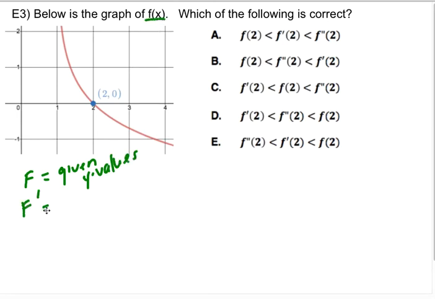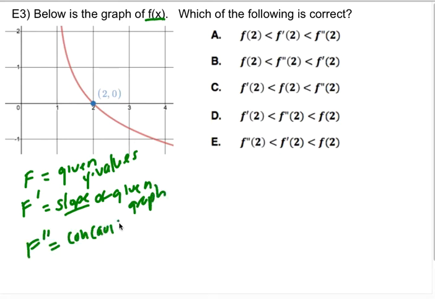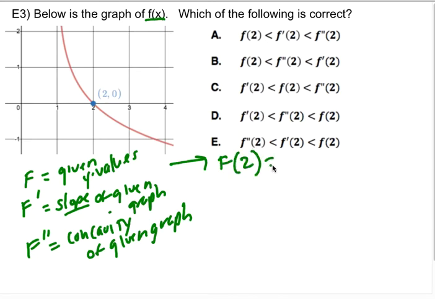F prime is going to be the slope of the given graph, right? And f double prime is going to be the concavity of the given graph. So you're not expected to find a numerical value for these three things, right? What I want you to notice here is that f of 2 is 0, right? That's given. So what's likely happening here is we're being asked to find a relationship between 0 and a positive number and a negative number.